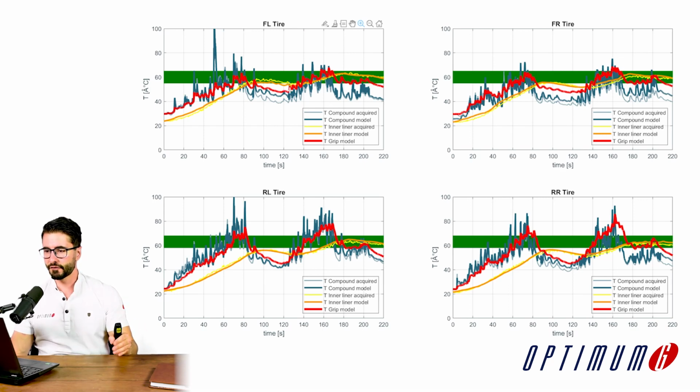Here we can see that for the front axle, we were most of the time inside the temperature window, which is ideal for both front left and front right, while on the rear, in some parts of the track, we were at ideal temperature, while other parts of the track, we were overheating.